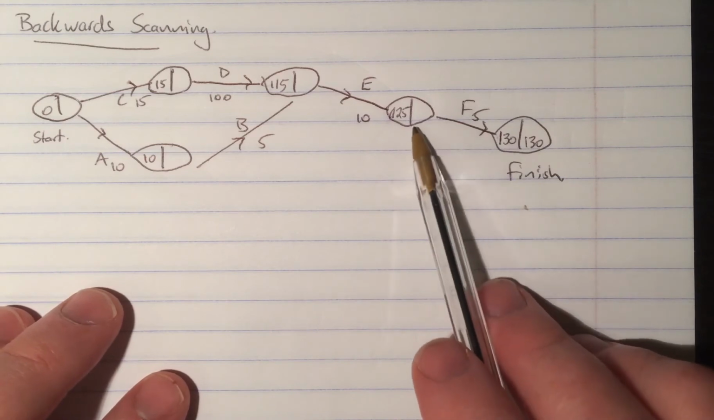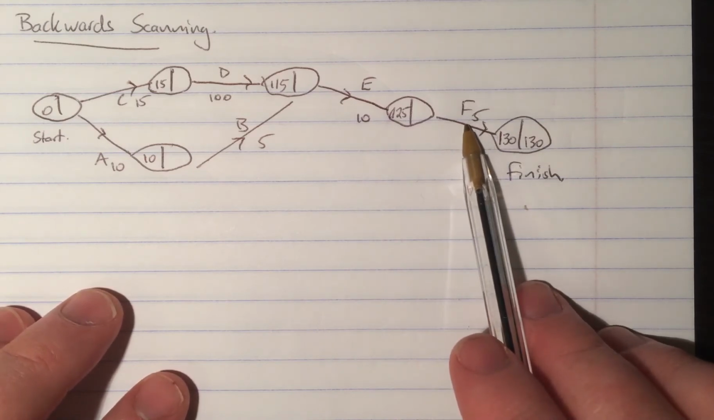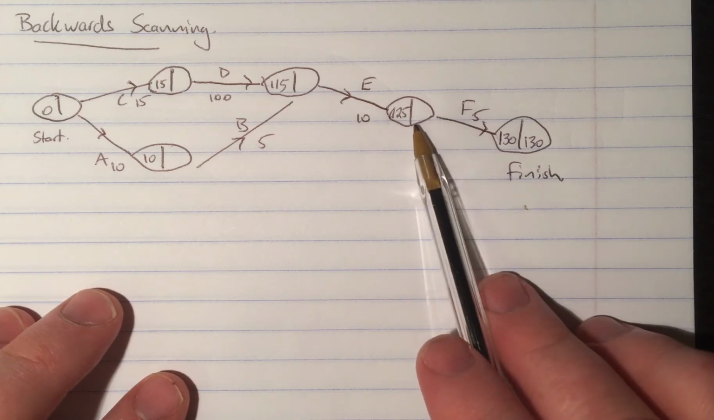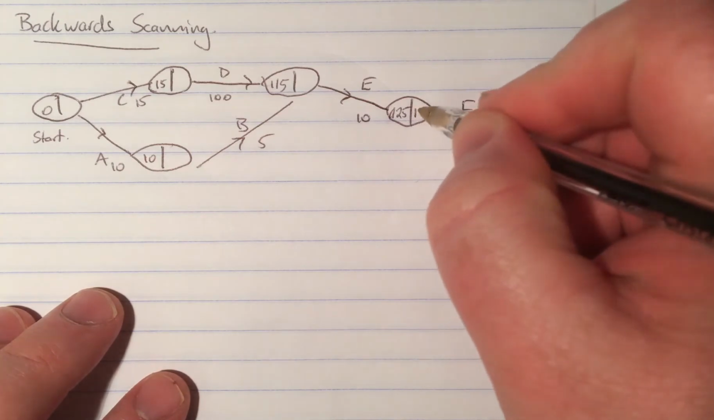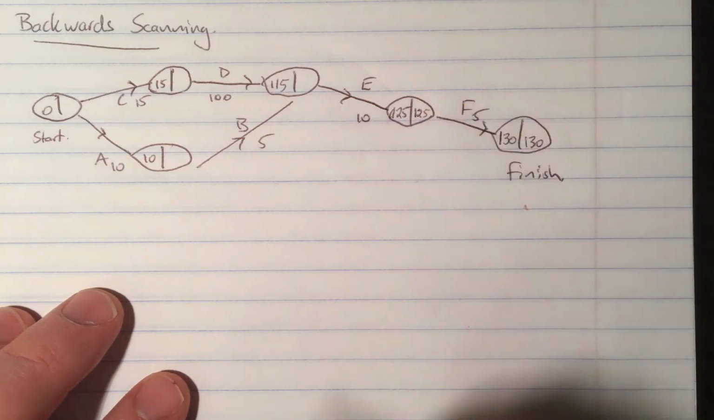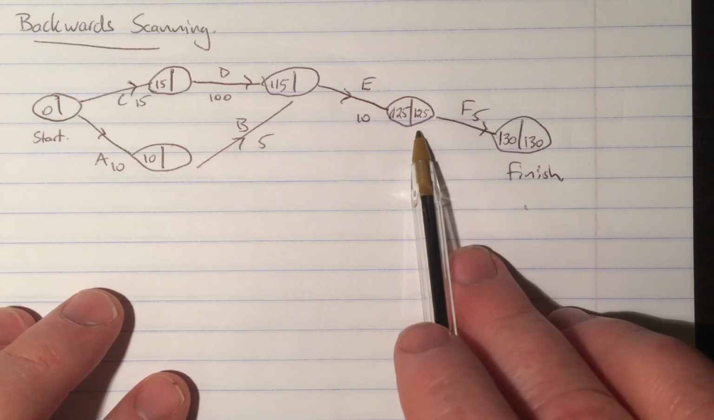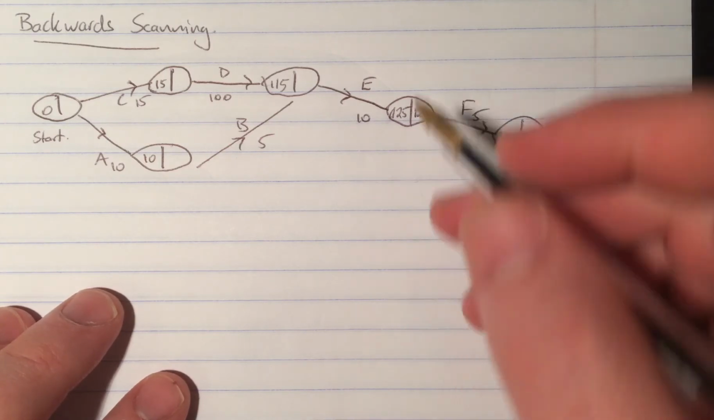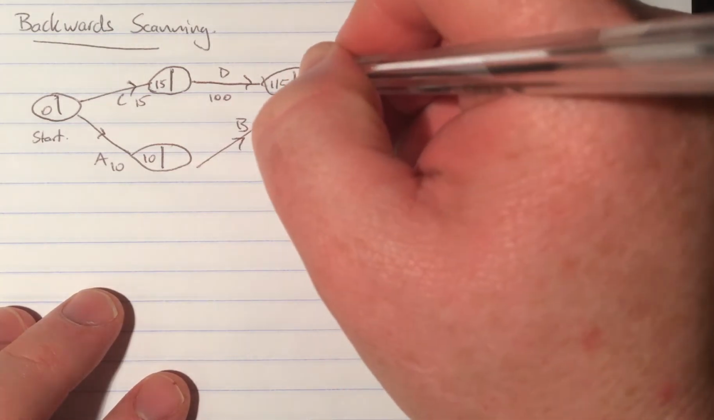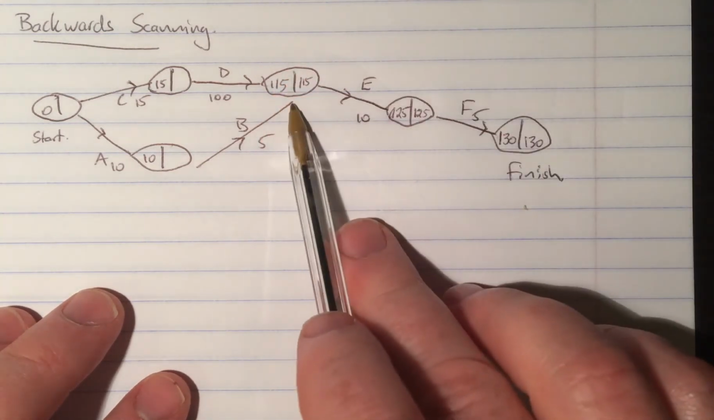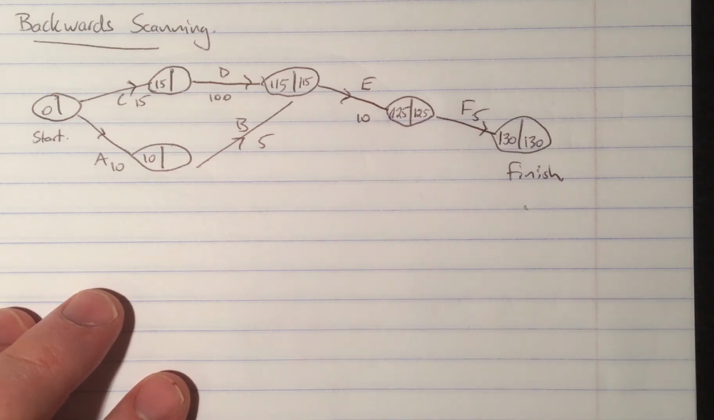So the latest possible starting time that we could possibly start event or activity F is 125 time units. We can't delay activity F at all because that would delay the project. So that's going to have 125 in there. Similarly, 125 minus 10 means that activity E can't be started until 115 time units.